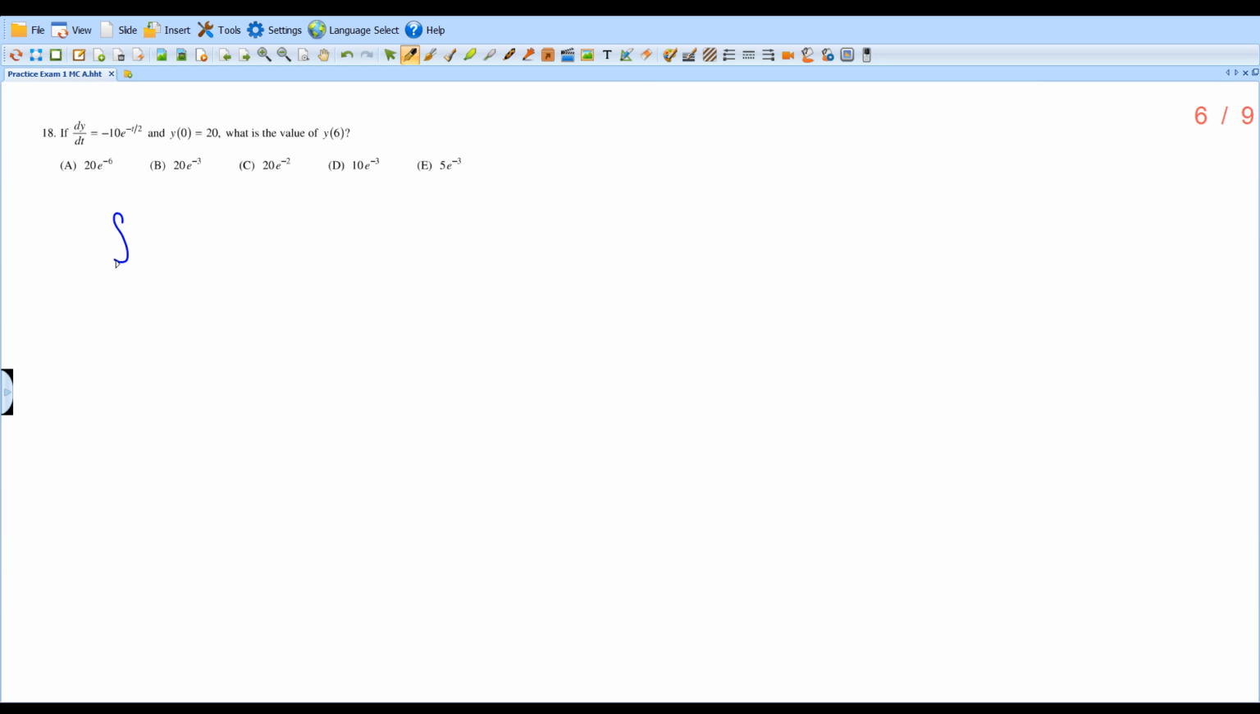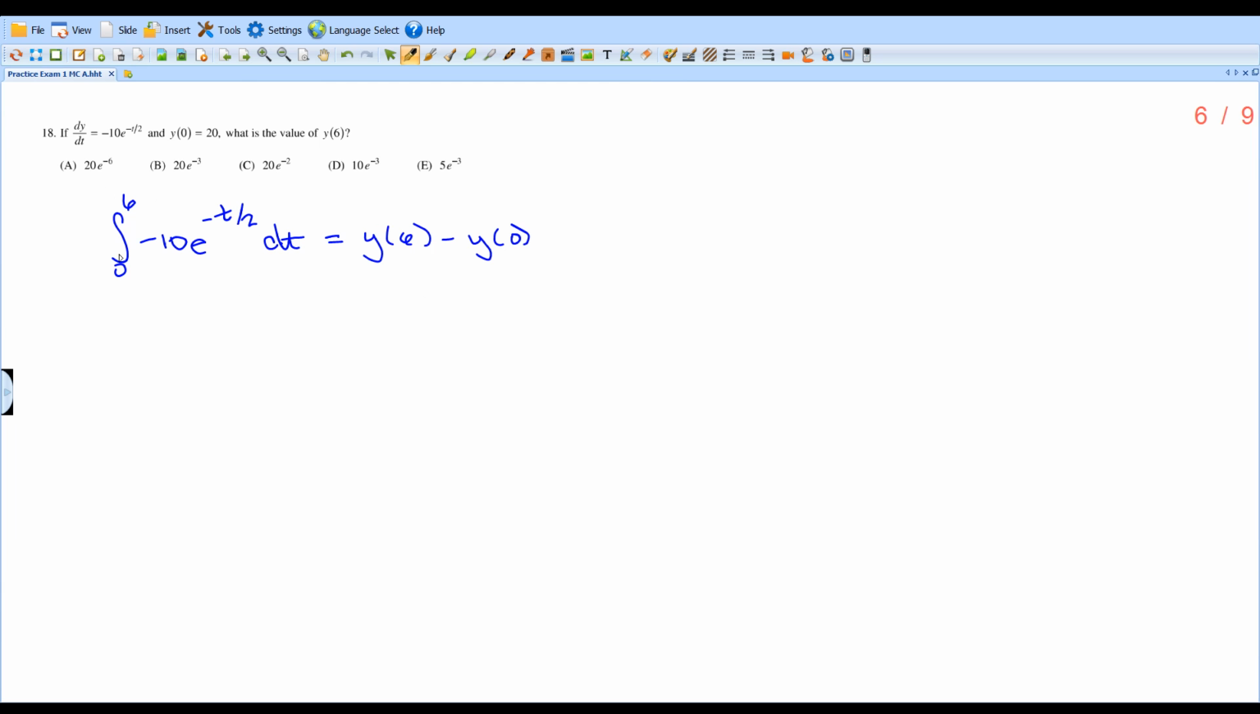We could say the integral from 0 to 6 of negative 10e to the negative t halves dt is equal to, if I were to integrate this dy, I would get y, and I'd be evaluating it as y of 6 minus y of 0. So what I need to do is actually go and do this integral.